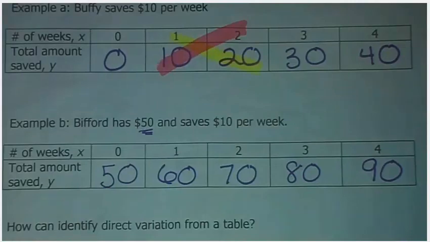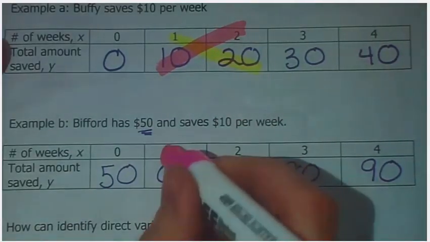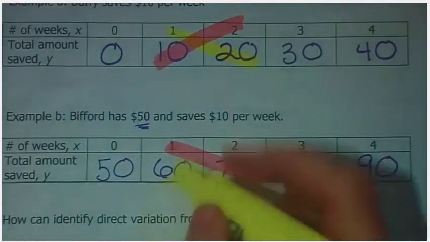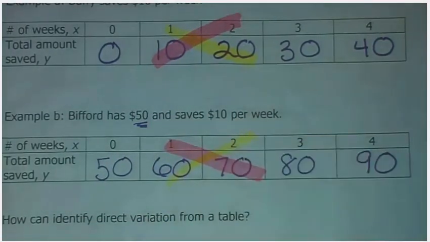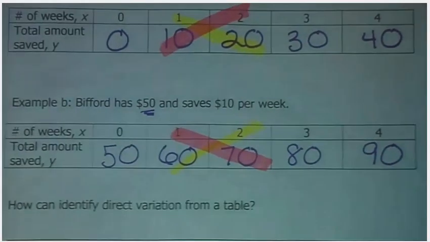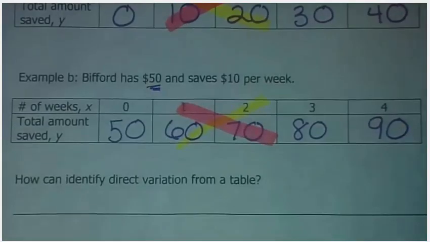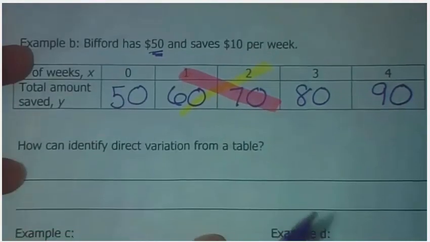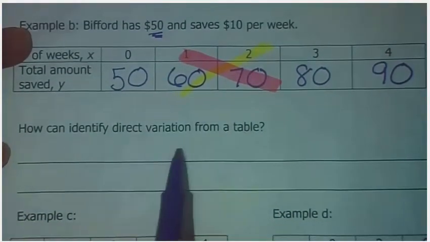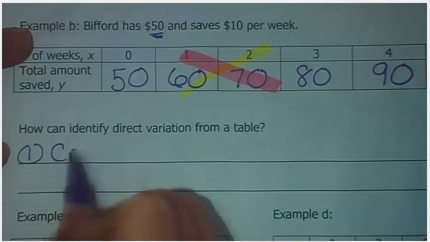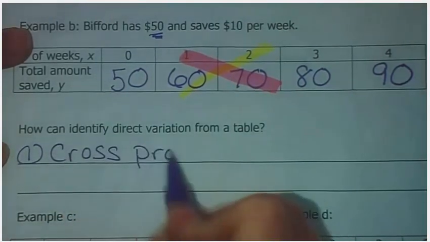But if you look at Biff's, what's 1 times 70? That's 70. Is 60 times 2 equal to 70? No, it's not. That's 120. So use what you know about cross products to determine from a data table whether or not a relationship is proportional or shows direct variation. So the first example, or the first reason for how we can identify from a data table would be that cross products are equal.